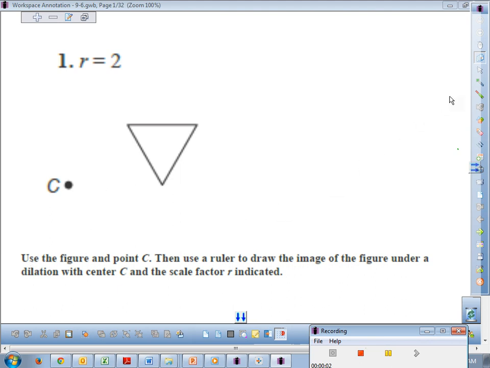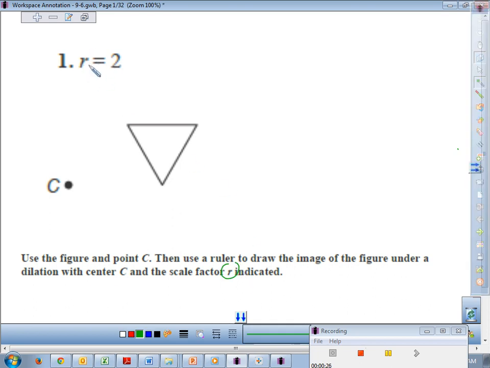They say use the figure and point C. Use a ruler to draw the image of the figure under a dilation with center C and the scale factor R as indicated. So they give me a scale factor right here. Here's the thing, if the scale factor is more than 1, this thing's going to get bigger, which we call an enlargement. Or if the scale factor is less than 1, that thing's going to get smaller, so that's a reduction. So we figured that out first, that since the scale factor is bigger than 1, this is an enlargement. So we put that right here.